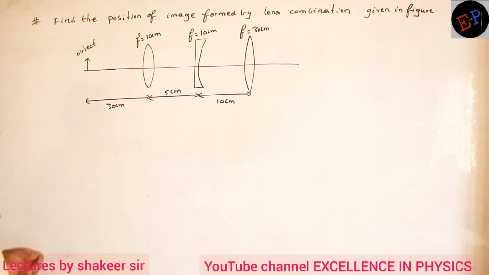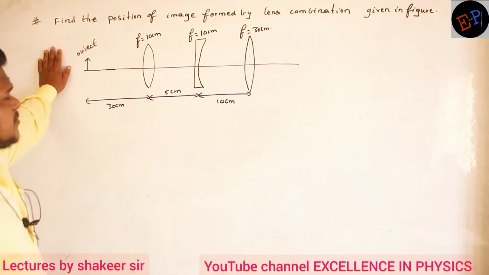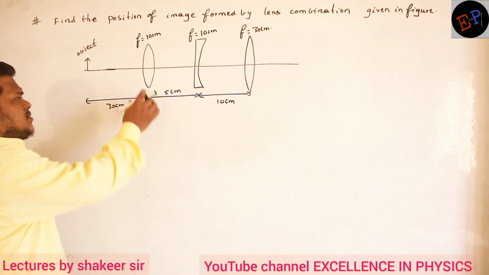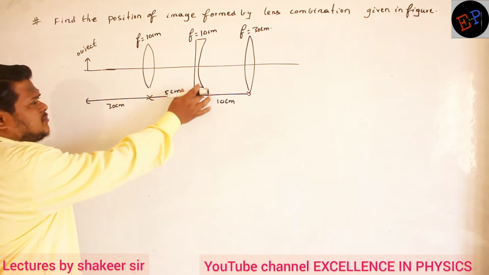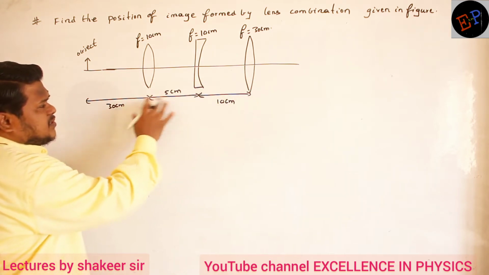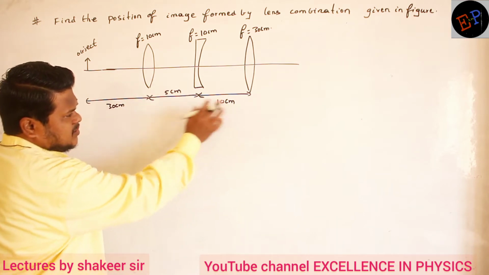So this is the given question. Find the position of the image formed by the lens combination given in the figure. Clear now? This lens has a focal length of 10, this is also 10, and this is 30. And these are the distances between the lenses. The distance between these two lenses is 5, and between these two is 10.